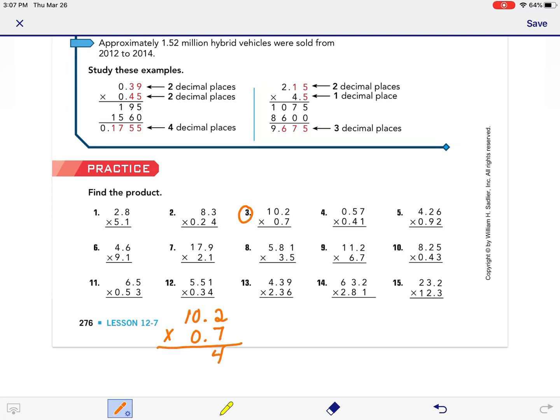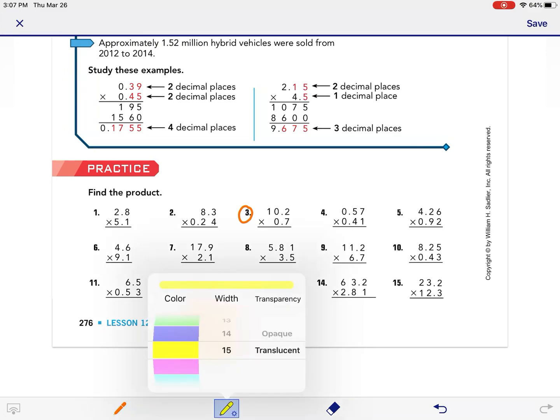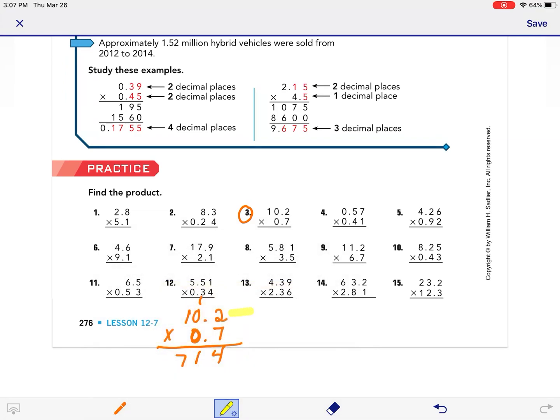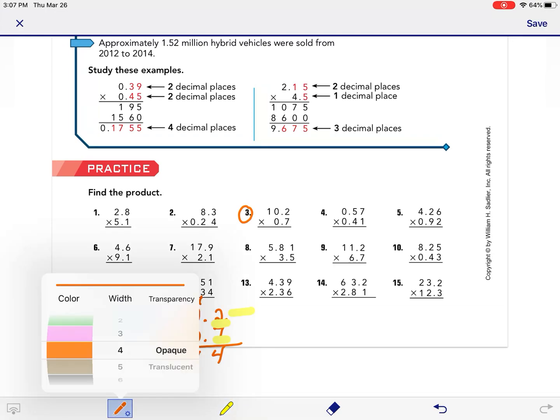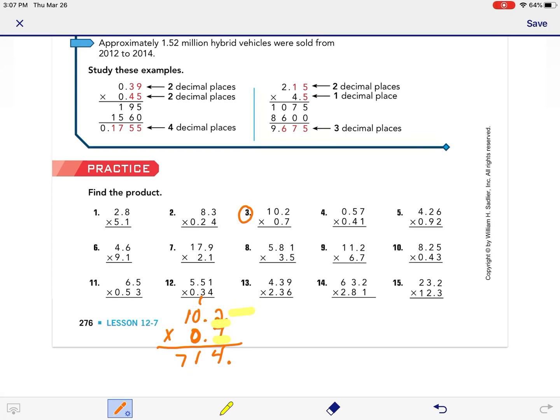7 times 2, 14. 7 times 0, 0 plus 1 is 1. 7 times 1 is 7. All right, do we need to do this 0 right here? No, we're just going to get a bunch of zeros, so we don't need to do that. It's not worth anything. So now I've got 714, but the second step says, how many places past the decimal? Oopsie, sorry. So I've got this, 1 right here, and 1 right here. 2 places past the decimal. Oh my. So the decimal point currently is right here. 1, 2. I'm going to move it right there. So my new answer is 7.14, or 7 and 14 hundredths.